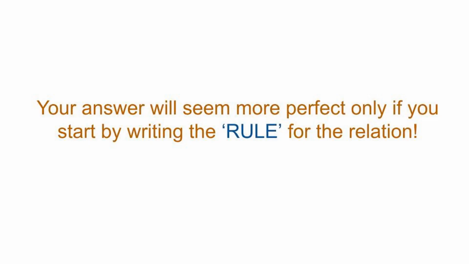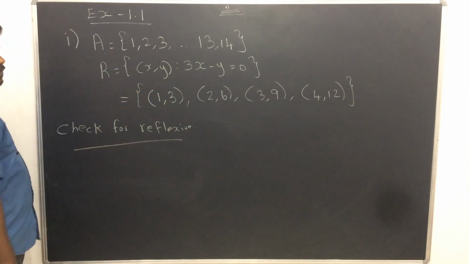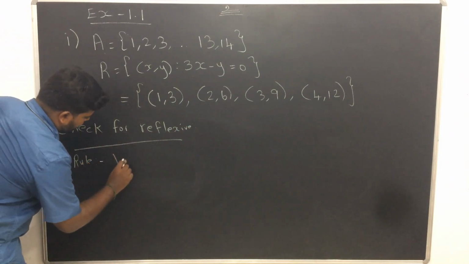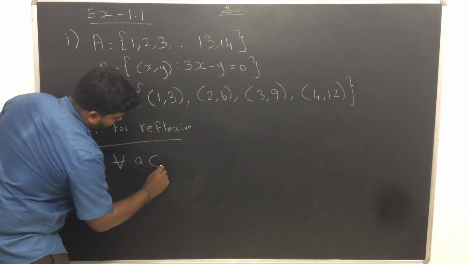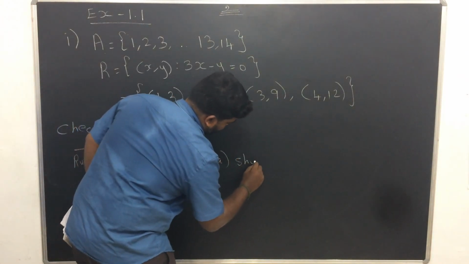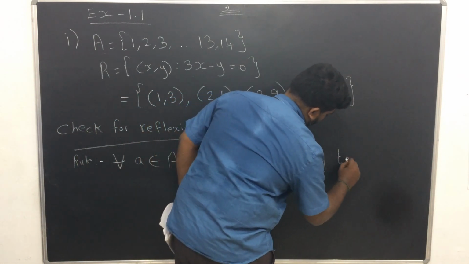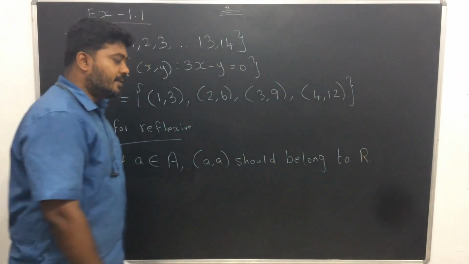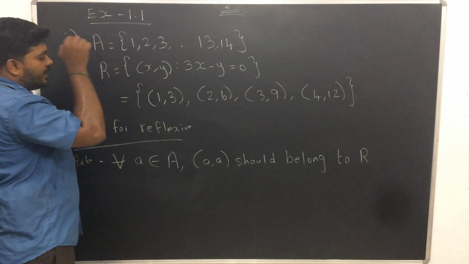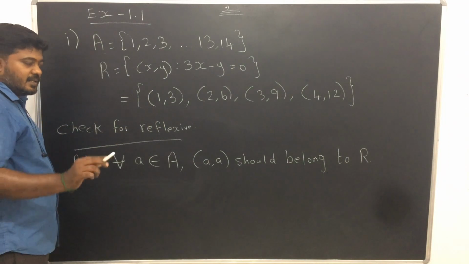Check for reflexive. So what is the rule for reflexive? For every element A belonging to set A, the ordered pair of the form A comma A should belong to R. This is the general rule for a relation to be reflexive. You have to check for every element in A, and if every element has an ordered pair such as A comma A in the relation, then we can say the relation is reflexive.